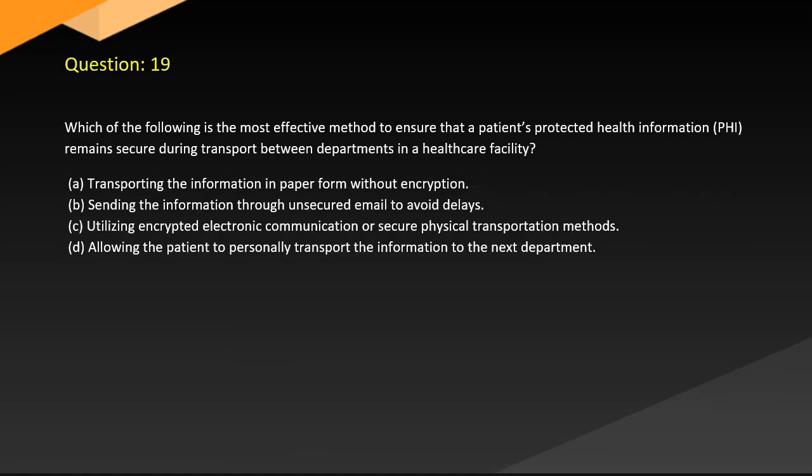Question 19. Which of the following is the most effective method to ensure that a patient's protected health information remains secure during transport between departments in a healthcare facility? A. Transporting the information in paper form without encryption. B. Sending the information through unsecured email to avoid delays. C. Utilizing encrypted electronic communication or secure physical transportation methods. D. Allowing the patient to personally transport the information to the next department.